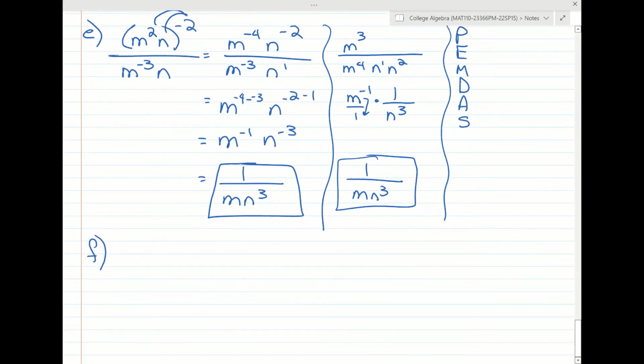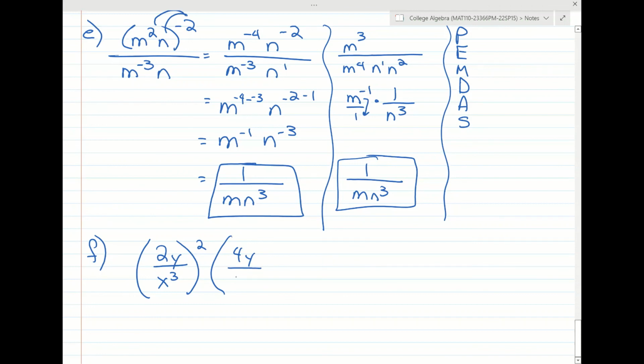I have one more problem from this section that I think wraps everything up for us. What if we had 2y over x to the third, all to the second power, times 4y over x to the negative first?